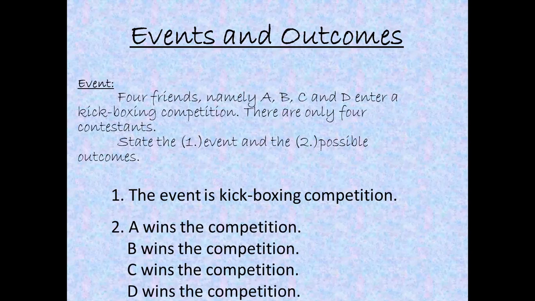It will depend on their skills. If they are good, then they are more likely to win. If they are weak, then they may lose. So this event is an example of a not equally likely competition, because there is no equal ability. It will depend on their strength and on how they perform in the competition. So that is events and outcomes.